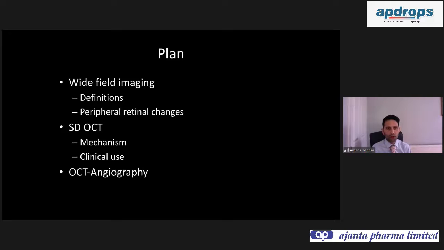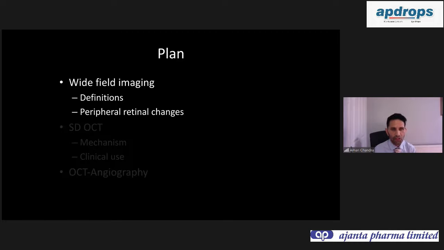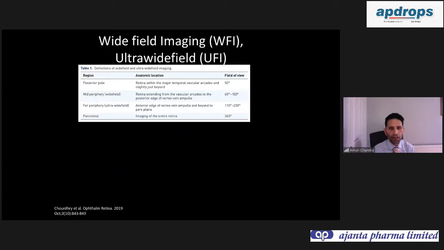So I've been asked to talk about wide field imaging, spectral domain OCT, and OCT angiography. These are huge topics that I've spoken about individually, so combining them together will be quite superficial, and I hope if you've got any questions or any things you don't understand, you'll be free to ask me. Let's start with wide field imaging.